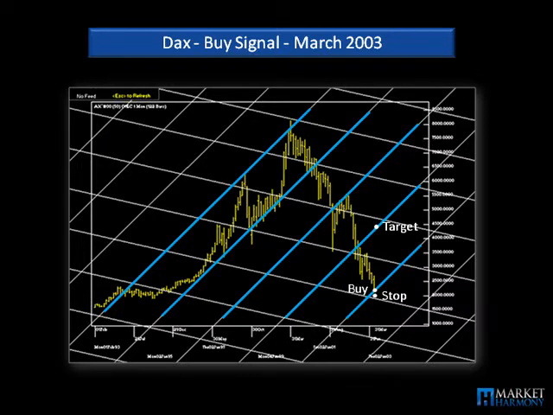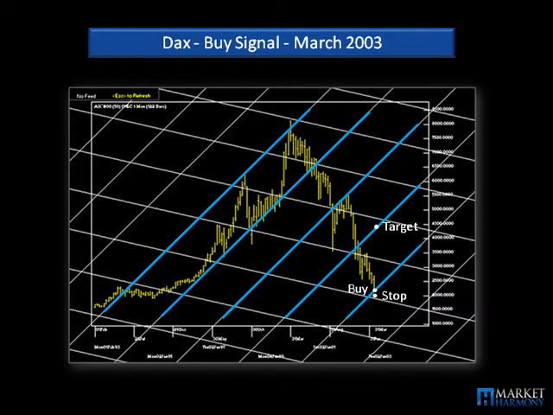So first we apply the harmonic grid to the chart of the market we're interested in, such that the significant turning points occur on the lines of our grid. We then note where all the other lines of the grid are in relation to the market's current position, to establish where the support and resistance levels are likely to be.